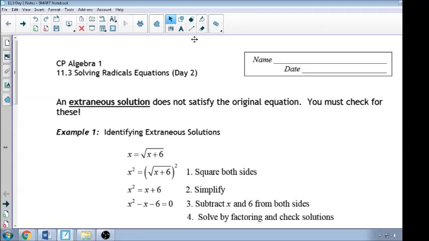This lesson is for my Algebra 1 class. It is 11.3, Solving Radical Equations, Day 2. In this lesson, we're going to learn a new vocab word. It is extraneous solutions. An extraneous solution does not satisfy the original equation. You must check for these.